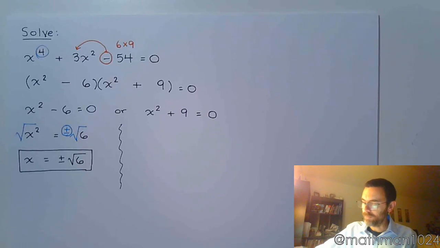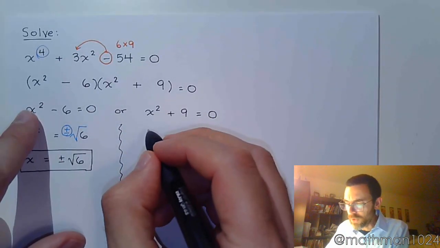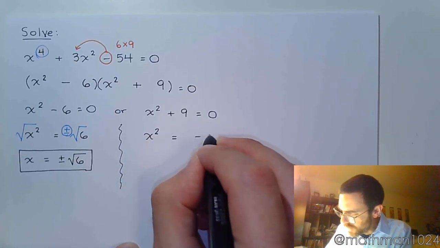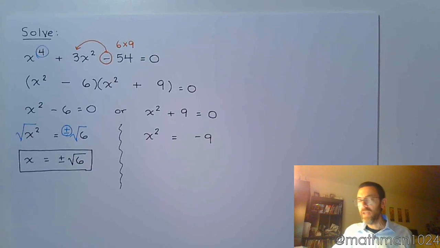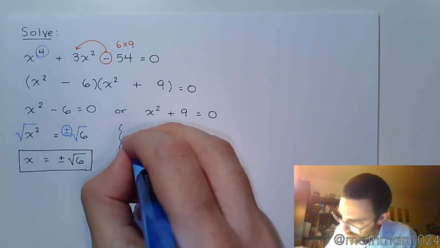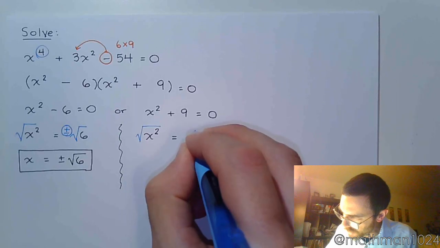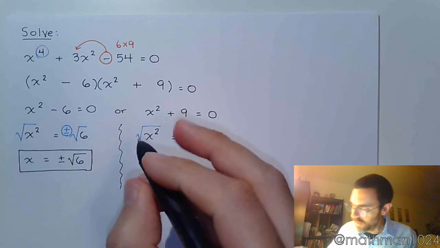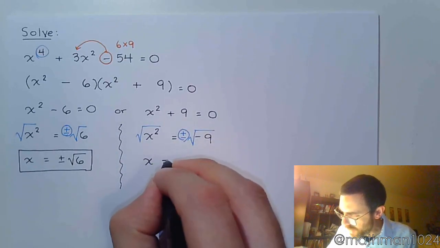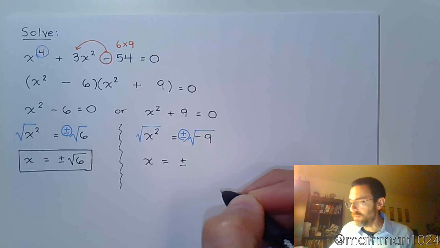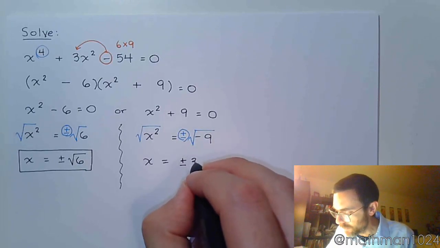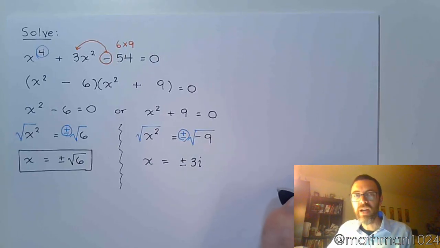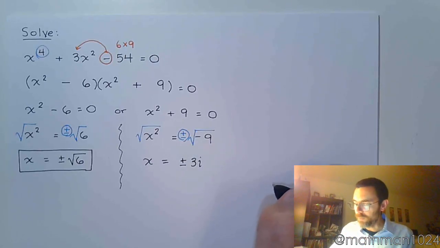For this other equation, just like I did for the first one, let's move the constant to the other side. So x squared is equal to negative 9. Again, this is a square root property situation. Take the square root of both sides. Don't forget your plus or minus. So x is equal to plus or minus the square root of 9, which is 3. And the negative factor inside is what gives us the i once we simplify that out.